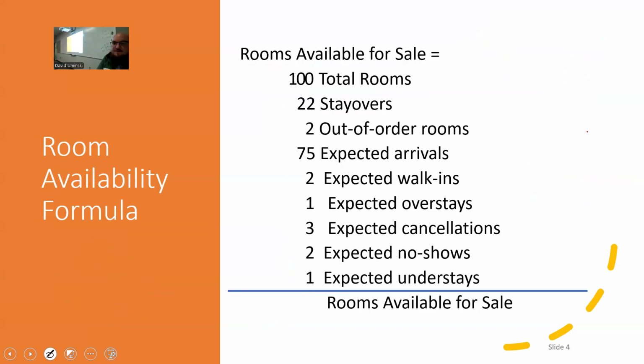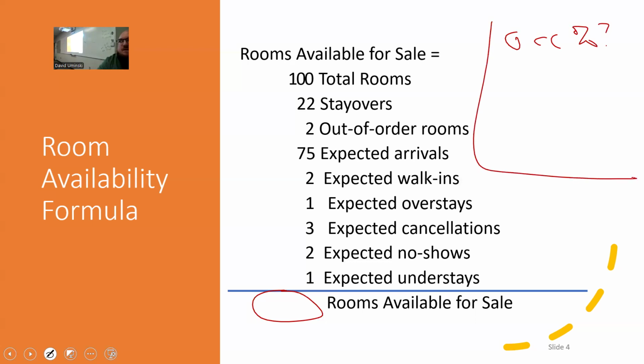Let's do another example. All right. I want you to calculate the number of rooms available, and I also want you to calculate your occupancy percentage. You don't have a lot.